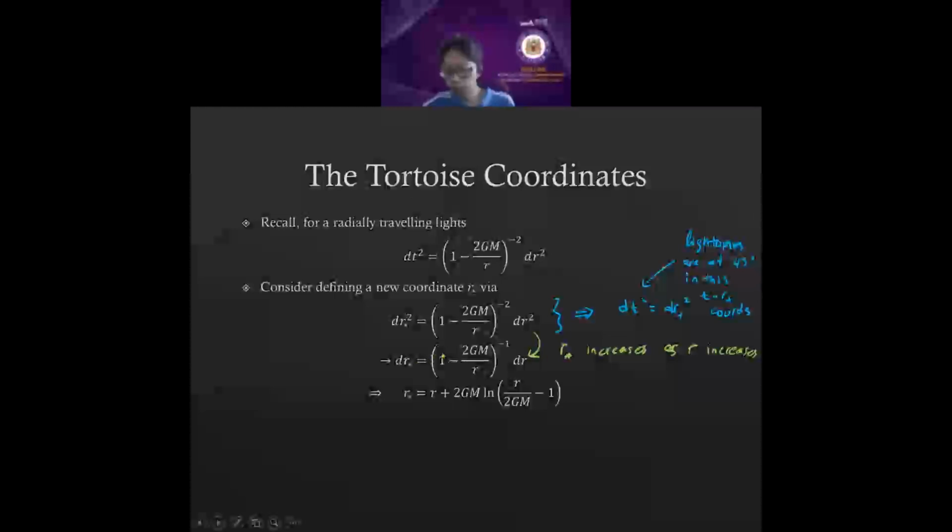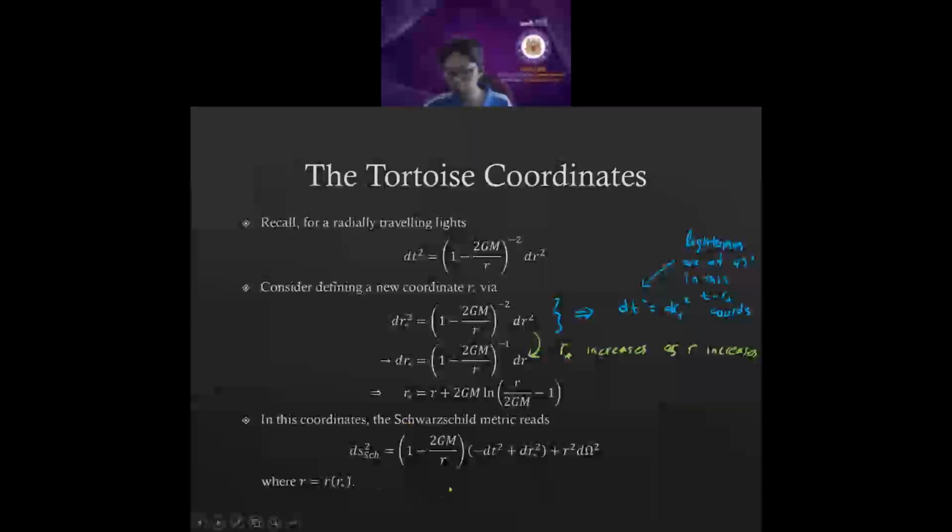Now, given this equation, you can solve it. Okay, this is another thing that you can try. So solve this one. You will find that r star in terms of r is given by this equation, and the Schwarzschild metric now reads this. Now it takes this form.